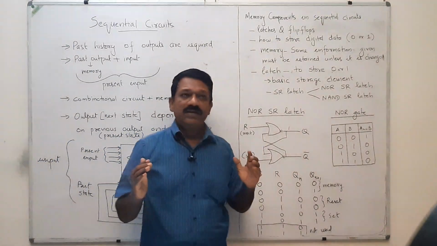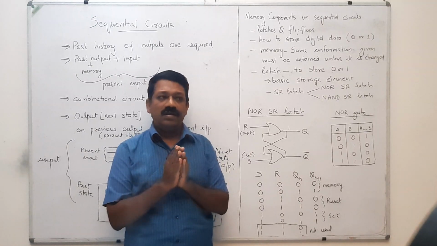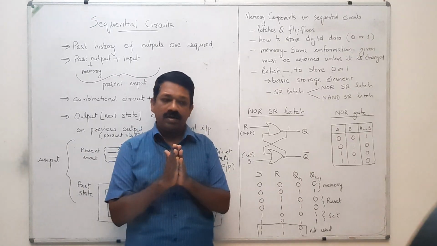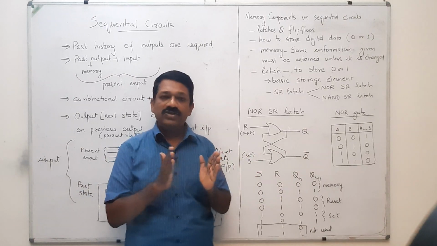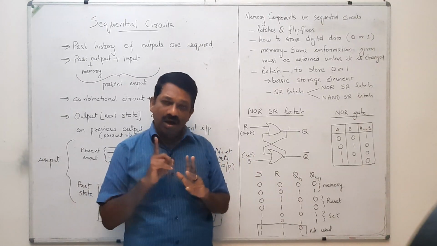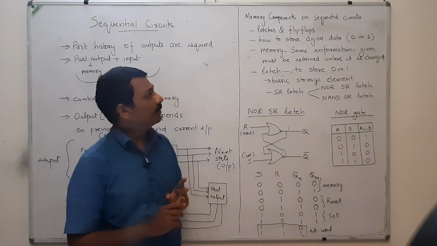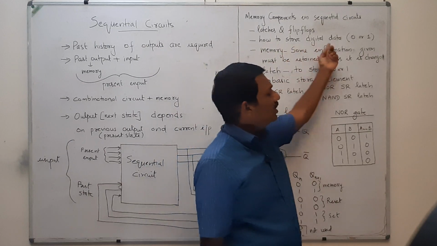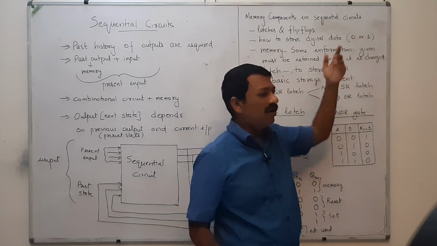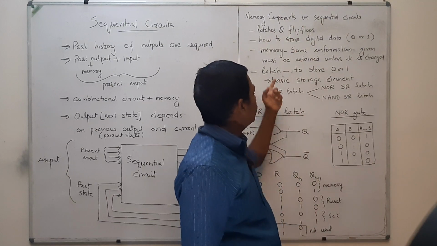In a latch, how to store a 0 or 1, that we are going to discuss. In the binary number system, or in your computer, everything is stored in the form of zeros and ones. How to store a 1, how to store a 0, that we are going to discuss. Now, how are we going to store digital data, whether it is 0 or 1? That is using latches as well as flip-flops.